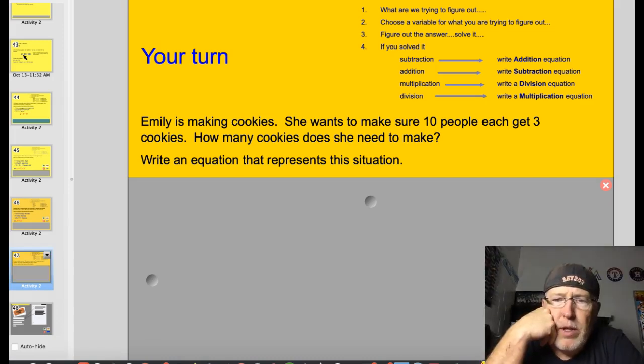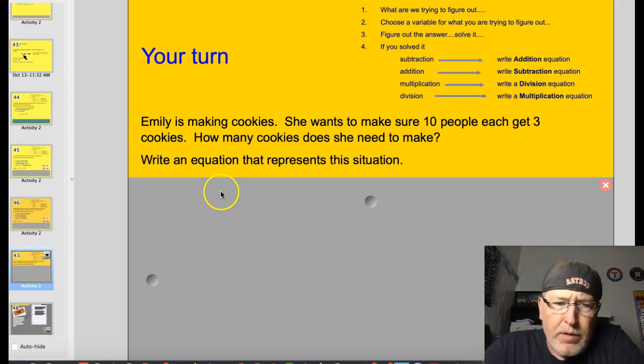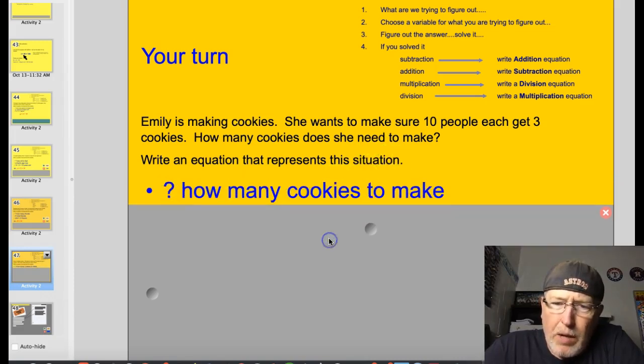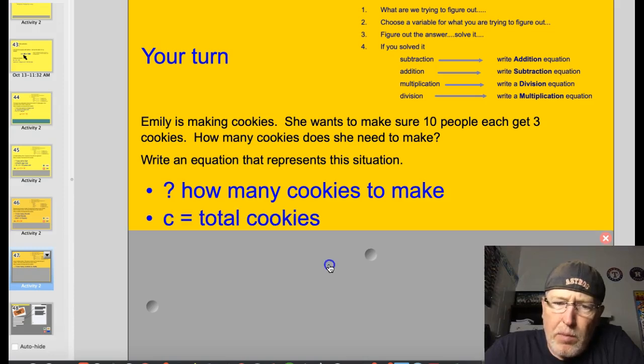Making cookies, she wants to make sure that 10 people each get 3 cookies. How many cookies does she need to make? All right, let's figure this out. We have to write an equation to represent that situation. So we're trying to figure out how many cookies to make. And for the variable, hey, let's use C for cookies. That makes sense to me. All right, now solve the dumb problem.